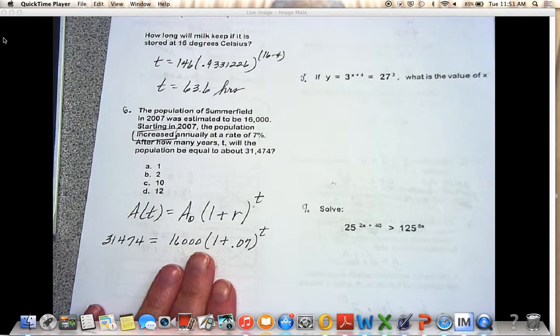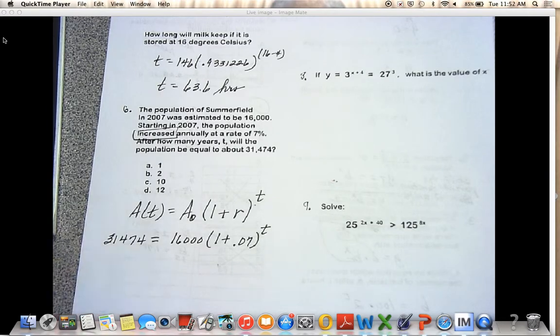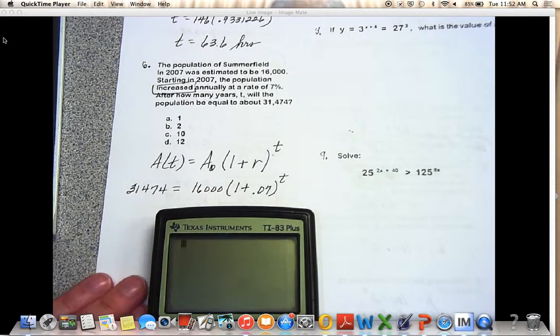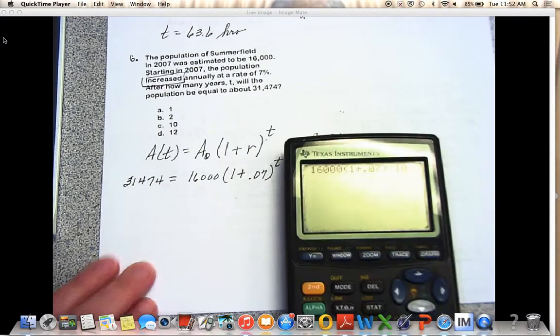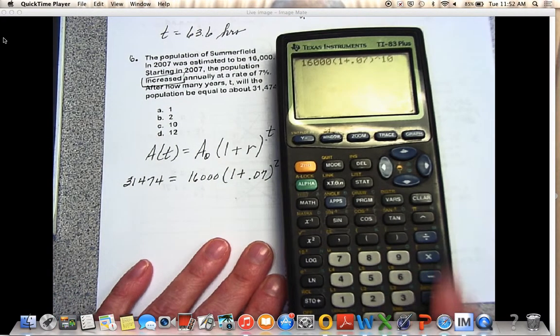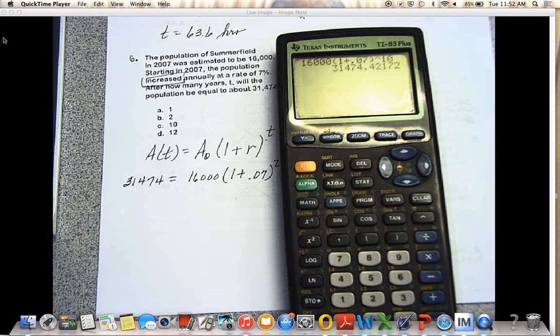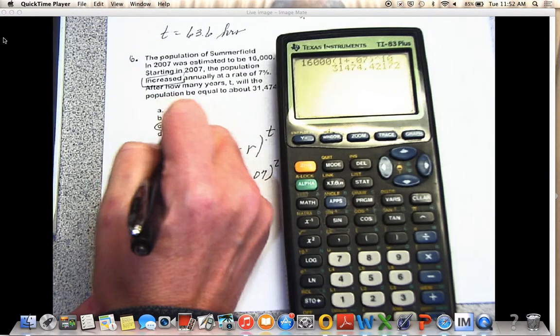What do y'all want me to try? 10? Or 10 first. We'll try it. That's right. 16,000, and then parentheses, I'm going to have 1 plus 0.07 raised to the 10th. That's the answer that came out. Pretty close to what we were looking for? That'd be the answer. Of course, if 10 didn't work, you just try another one.